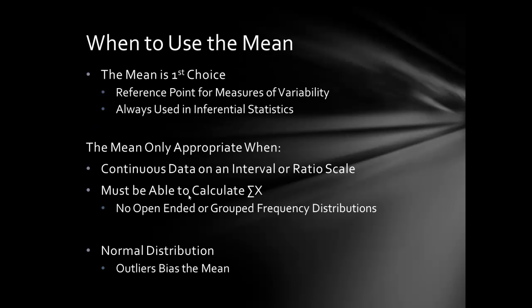So the mean is always our go-to. We want to use the mean because the mean uses every single score in the data set, so it is usually the most descriptive of the data. And once we talk about variability, you'll see that the mean is the reference point for variability. And variability is just a fancy word for the spread in scores, and we always talk about the spread in scores relative to the mean of all scores. So because of that, variability is one of the central principles that's used in inferential statistics.